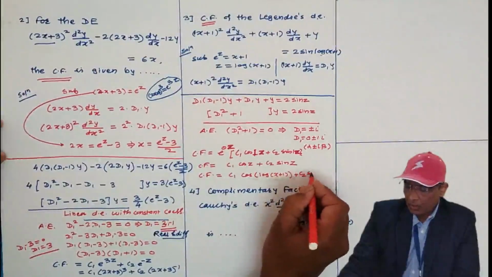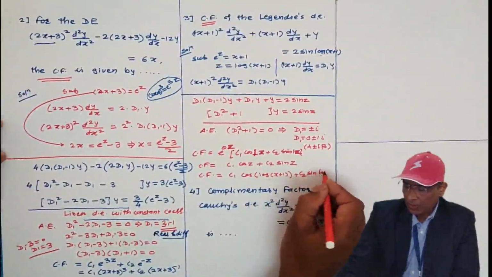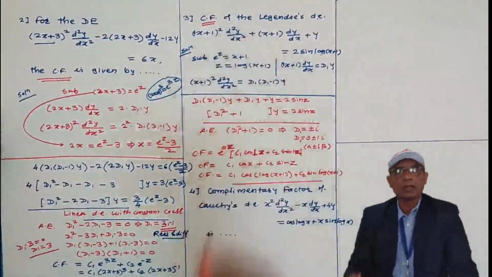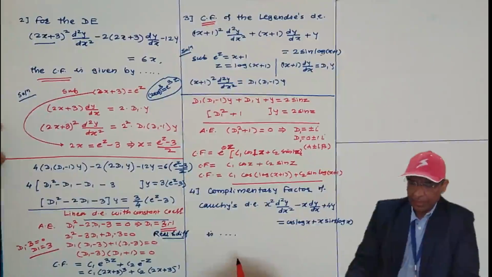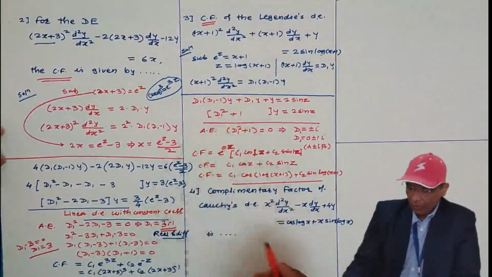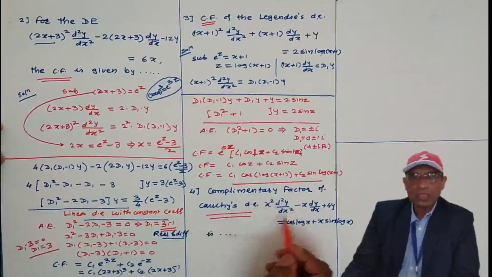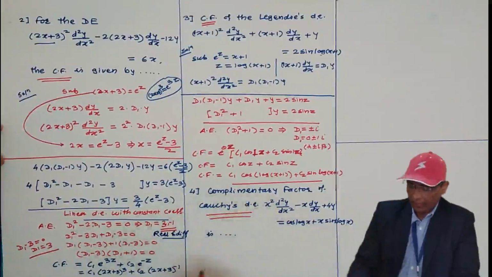C2 sine log of x plus 1 is the value of z. This is the complementary factor for this Legendre's differential equation. Now, the complementary factor for Cauchy's differential equation we have not found. That's why we are going to discuss one problem on Cauchy's differential equation and finding the complementary factor.